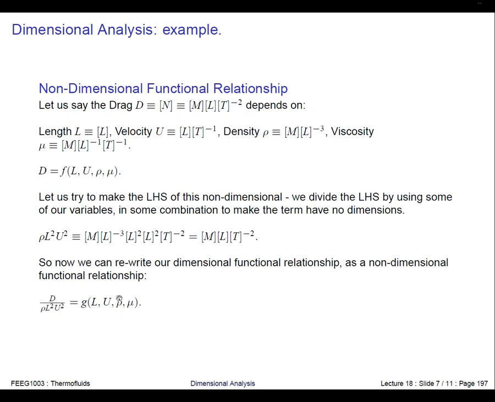And I've still got some function over here, which I don't know what it is, but it's a slightly different function because I've divided by rho L squared U squared. So I'm going to use this G, and all this G is, is just a different letter to F. So F is just saying that drag is some function of these 4 variables, and this G is just saying, well, this is another function of these 4 variables, but it's a different one to the one up here because this one must be non-dimensional and this one has units of drag.